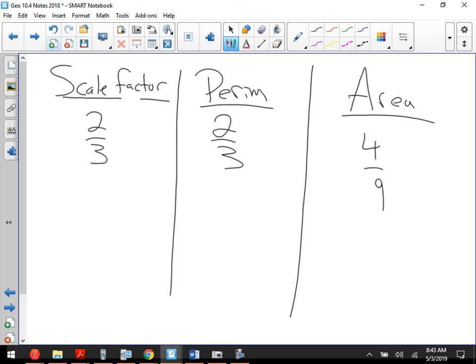Let's say your perimeter had a ratio of 3/5. What's the scale factor? 3/5. What's the area? Very good. 9/25.